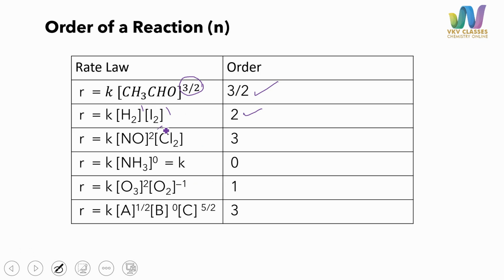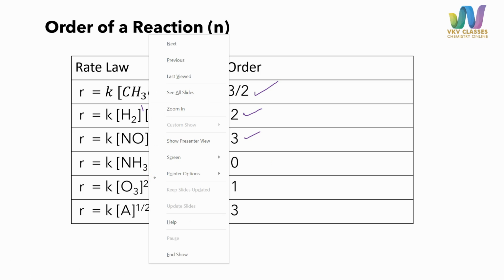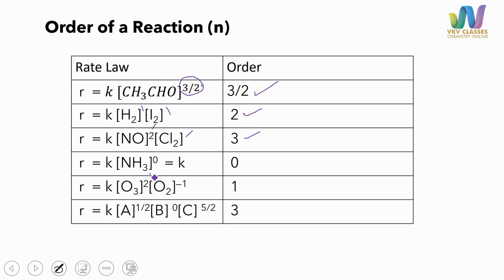R equal to K into [NO] power 2 into [Cl2]. The power of NO is 2 and the power of Cl2 is 1, so the order of the reaction is 3. R is equal to K into [NH3] power 0, or R equal to K. The order of the reaction is 0. R is equal to K into [O3] power 2 into [O2] power minus 1. The order with respect to O3 is 2 and with respect to O2 is minus 1.